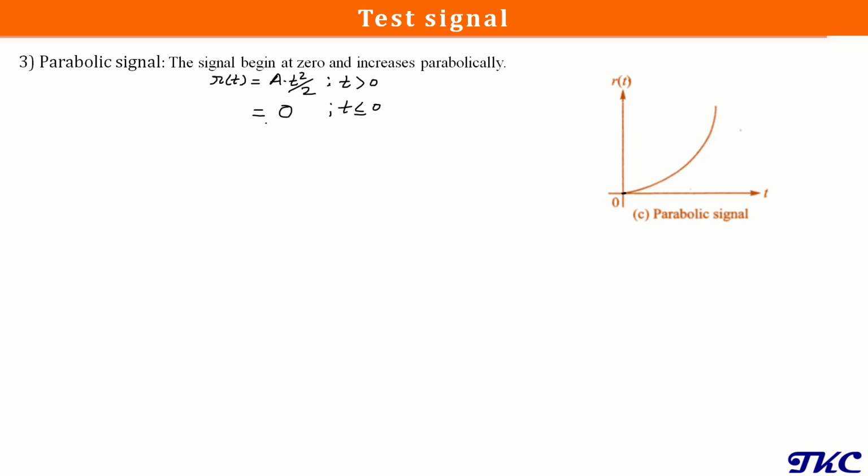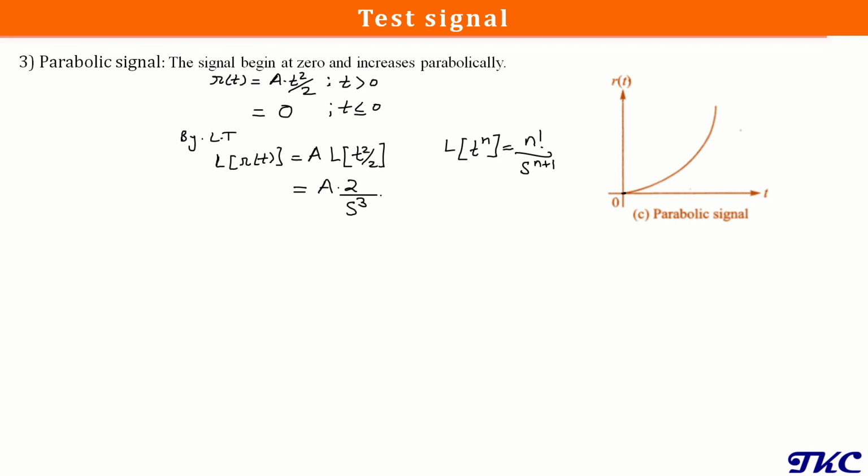To know the function value in the frequency domain, we can take the Laplace transform of this expression. So Laplace of r of t is equal to a, which is a constant so we can take it out, times the Laplace transform of t square by 2. We use the formula that the Laplace transform of t raised to n is n factorial upon s raised to n plus 1. Applying that, we have a times 2 factorial, that is 2, divided by s raised to 2 plus 1, that is 3, times the 1 by 2 here. So the 2 and 2 get cancelled, and we have a by s cube. This is the parabolic function value in the frequency domain.